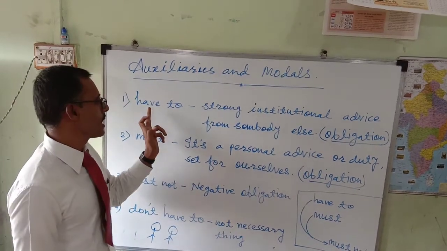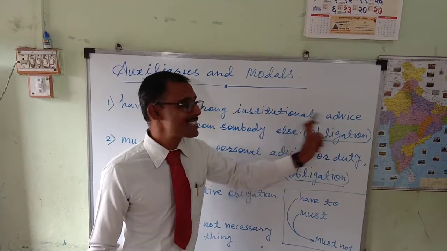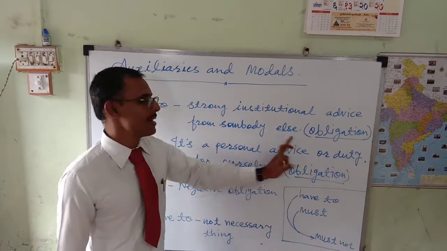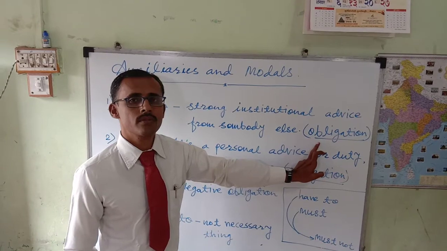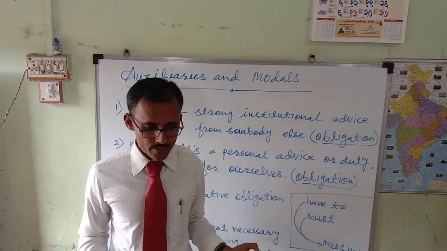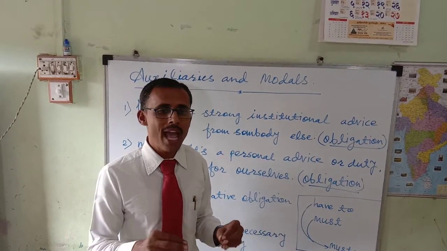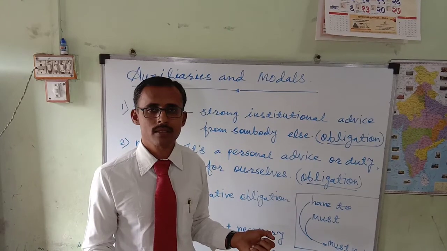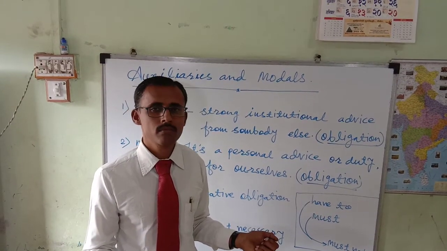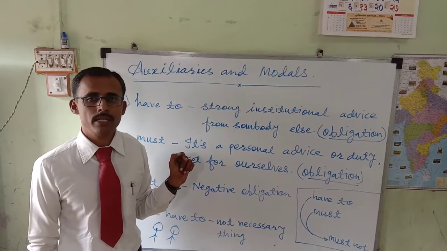Have to means strong institutional advice, official advice from somebody else. It's an obligation. For example, you are at a railway station. That time, a message is displayed there: you have to wear masks in train. This is an official message from the railway department.